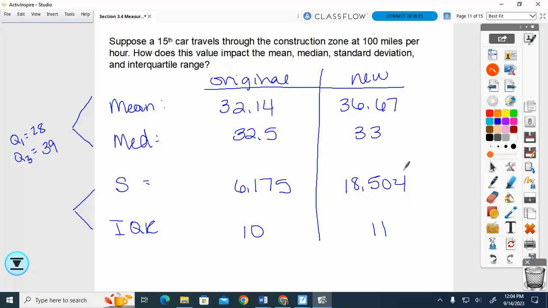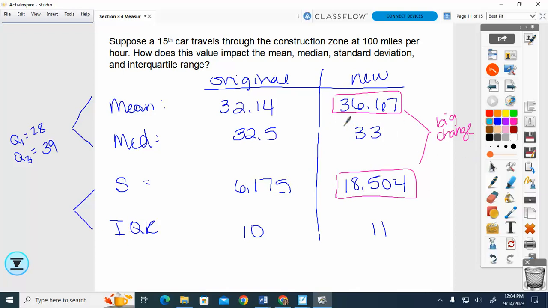Okay, so what we're seeing is two of these changed a lot. My mean had a pretty big jump. Standard deviation had a massive jump. So these were a big change. Remember, we've used the term resistant before. Those are the ones that are not resistant. An extreme value really, really changes them.